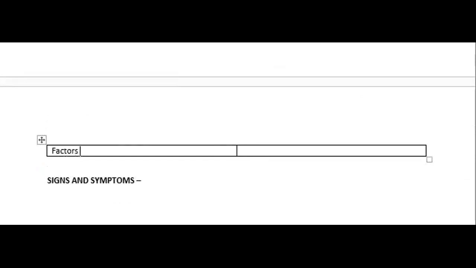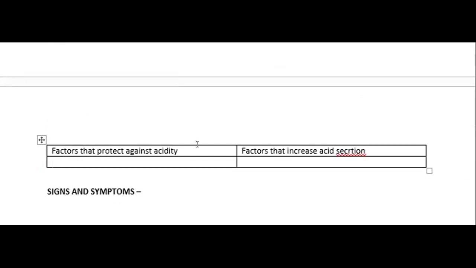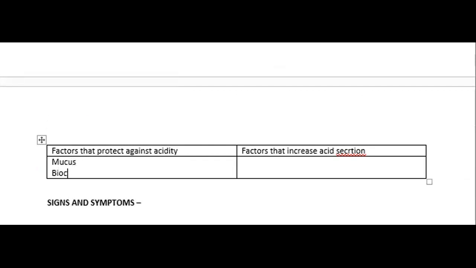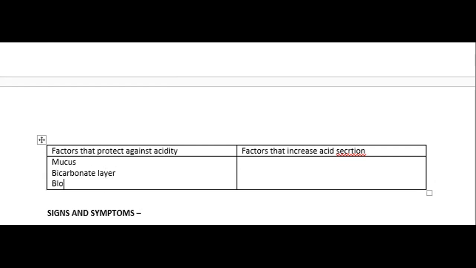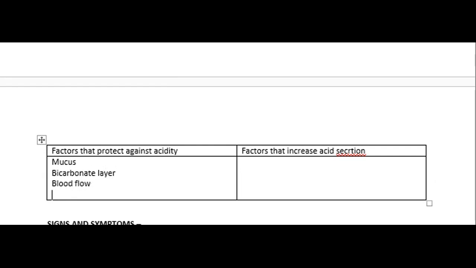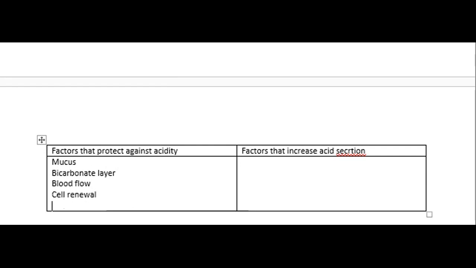You can brief it like the factors that protect against acidity and the factors that increase acid secretion. What are the factors that protect? The mucus and the bicarbonate layer, the bicarbonate produced from the pancreas, the blood flow to the mucosa, the parietal cell renewal, and the prostaglandins.